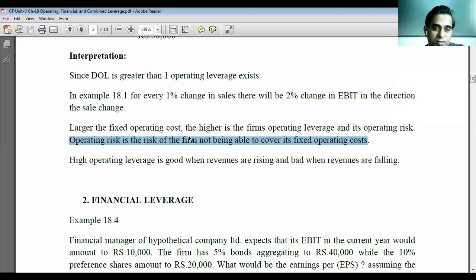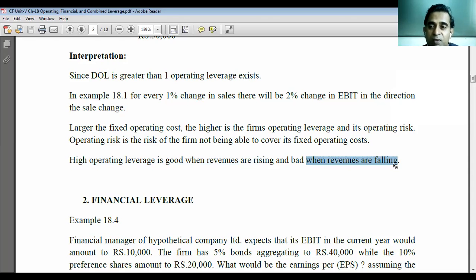fixed and variable costs. High operating leverage is good when sales revenues are rising. So please remember, high operating leverage is good when sales revenues are rising. So a company whose sales revenues are continuously increasing can deploy more fixed operating costs and leverage it well. So a high operating leverage is good when sales revenues are increasing or rising, and a high operating leverage is bad when the sales revenues are falling. This is just what we illustrated from that example.